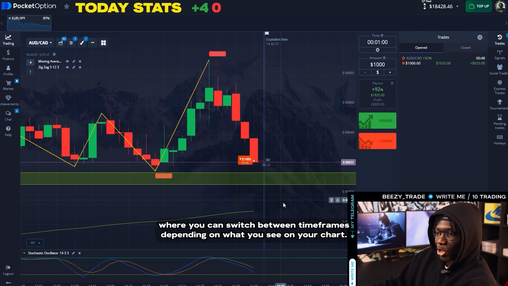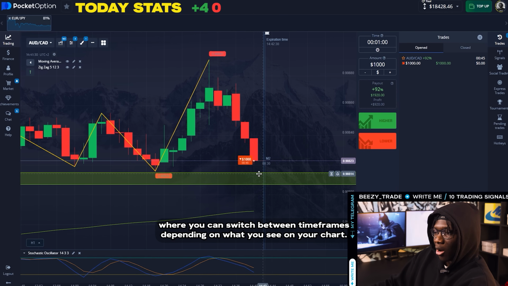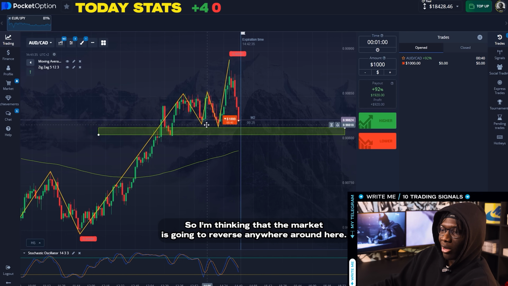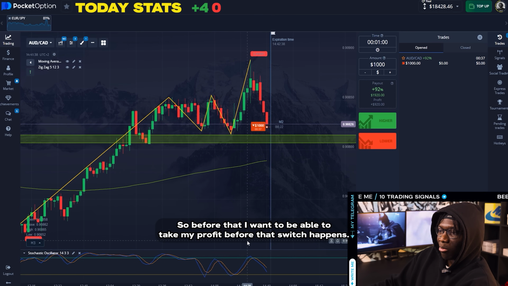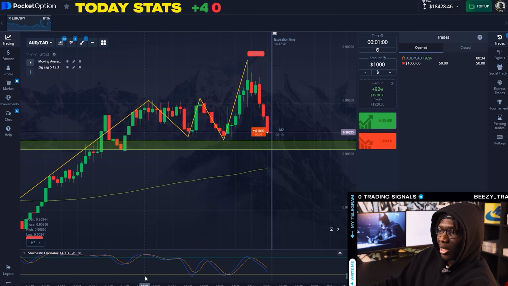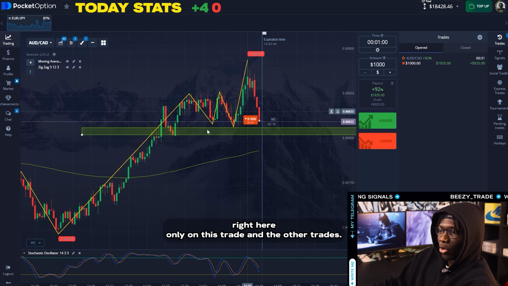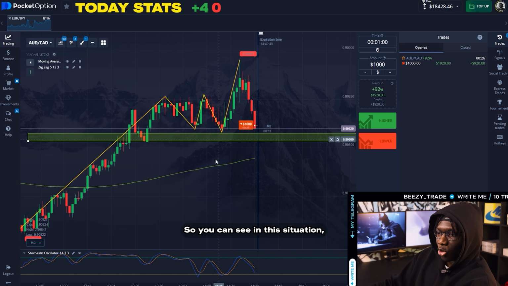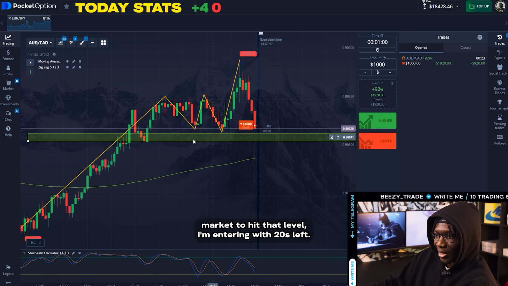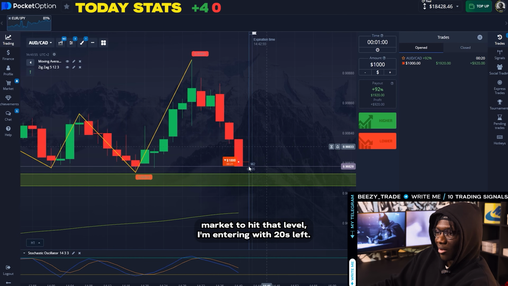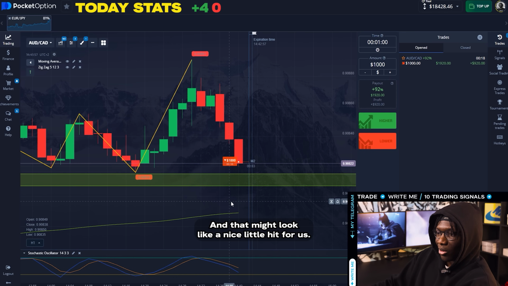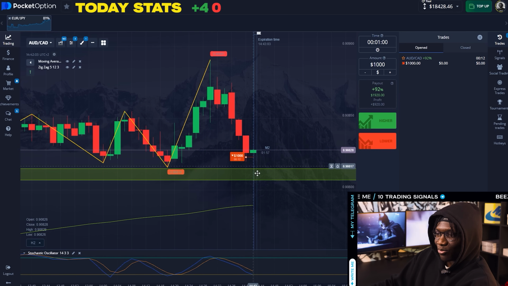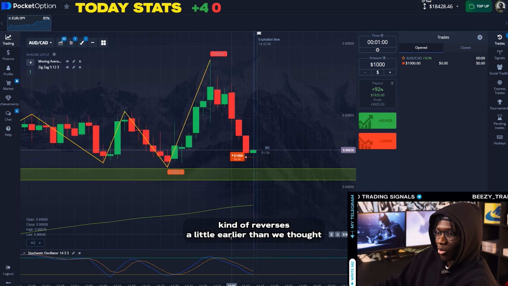So this is a situation where you can switch between time frames depending on what you see on your chart. And this is a good example of that. So I'm thinking that the market is going to reverse anywhere around here. So before that, I want to be able to take my profit before that switch happens. And that's why I'm entering into 1 minute right here, only on this trade. And the other trades, I followed the trend all the way down. So you can see in this situation, when I see the market hasn't hit that level, I'm entering with 20 seconds left. And that might look like a nice little hit for us if we don't see the push. But we see a push, and the market kind of reverses a little earlier than we thought it would.